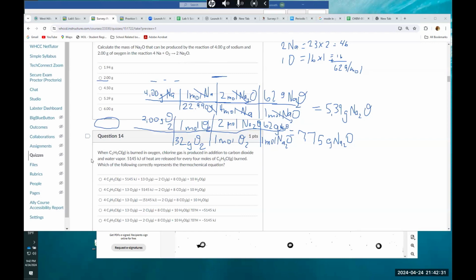For the next question, number 14. When C2H5Cl is burned in oxygen, chlorine gas is produced in addition to carbon dioxide and water vapor. 5,145 kilojoules of heat are released for every 4 moles of C2H5Cl burned. Which of the following correctly represents the thermochemical equation?